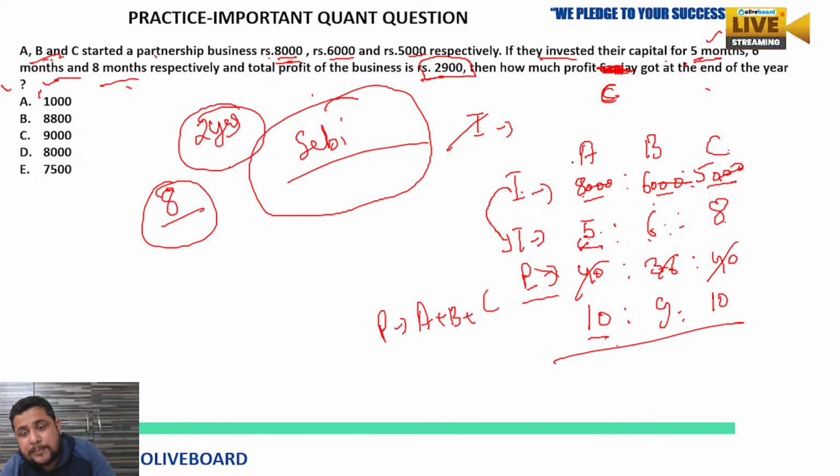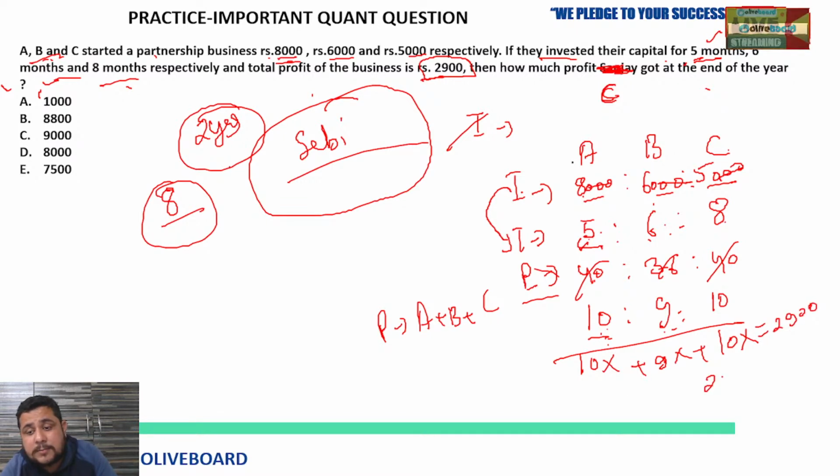So see, the total profit is 2,900. Now we know the profit ratio is 10, 9, 10. So we can say that A is getting 10x as profit, B is getting 9x and C is getting 10x. Just take the sum, which will be equal to 2900, the total profit. The sum is 29x equal to 2900. By 29 you can cancel 2900 100 times, so x is equal to 100. Now you have the value.